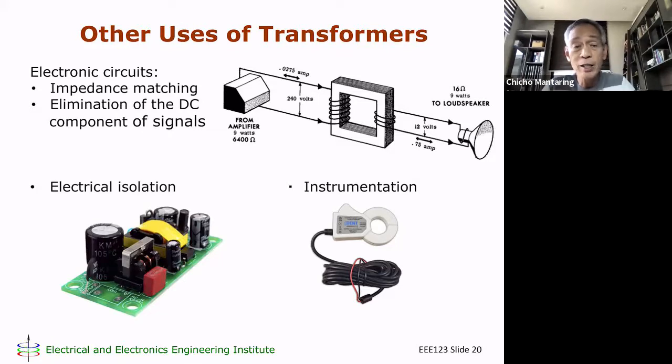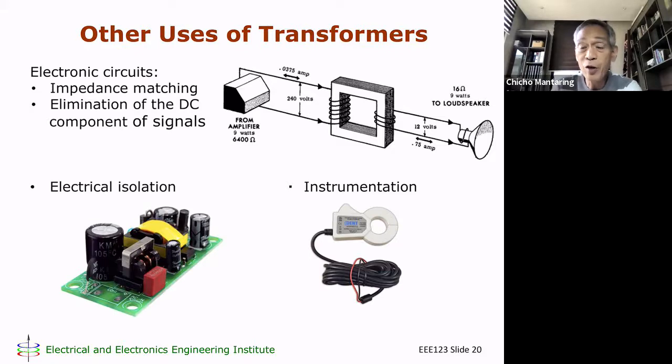For example, in electronic circuits, if you take a look at a PCB, a printed circuit board, for example, ito, no? This is actually a power supply. You find a transformer here, and you find a transformer here. So there are uses of transformers in electronics. For example, you use transformers in impedance matching. You use transformers to filter out DC signals.